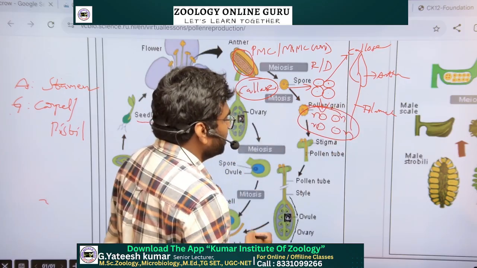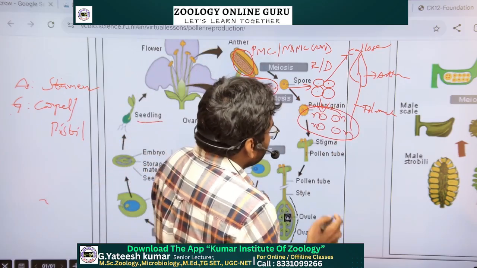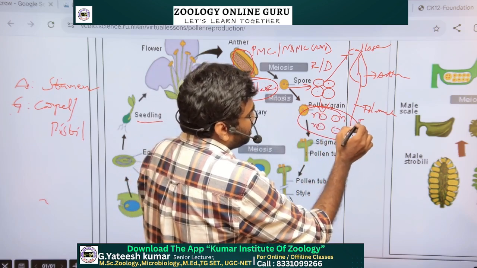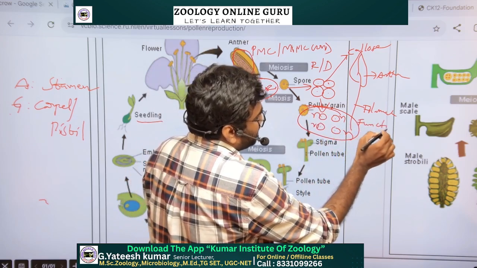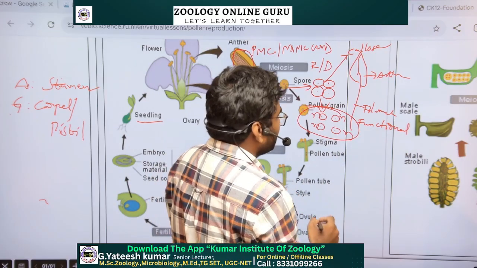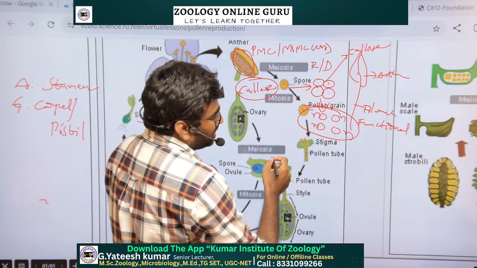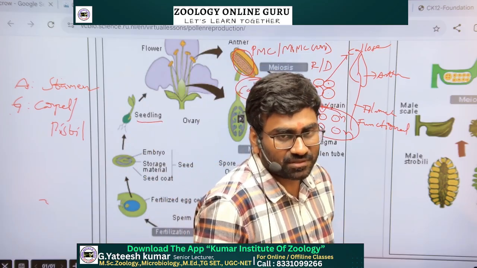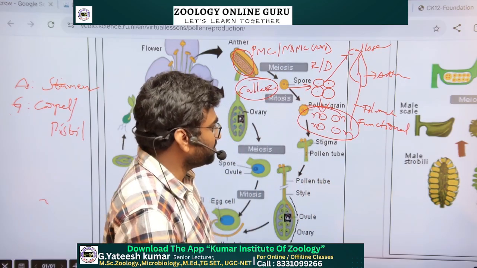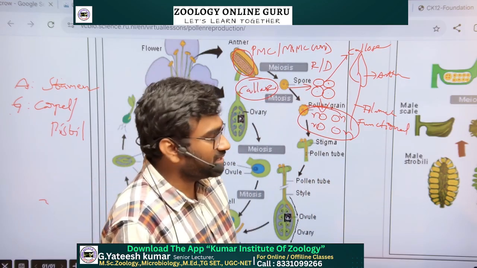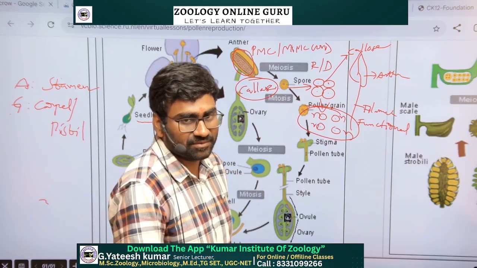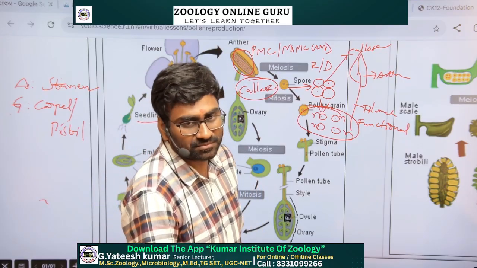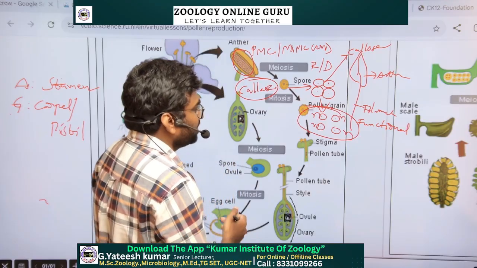microspores or pollen grains, and here all the microspores are functional, all are potential. Means every microspore can give rise to a male gametophyte, which carries the male gametes, right, which is important for the fertilization process.